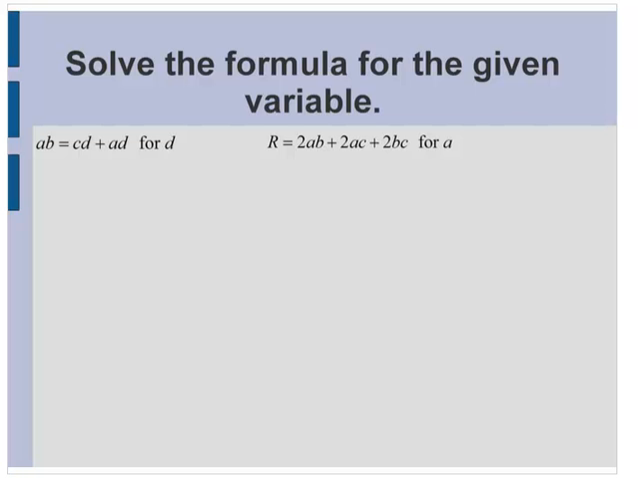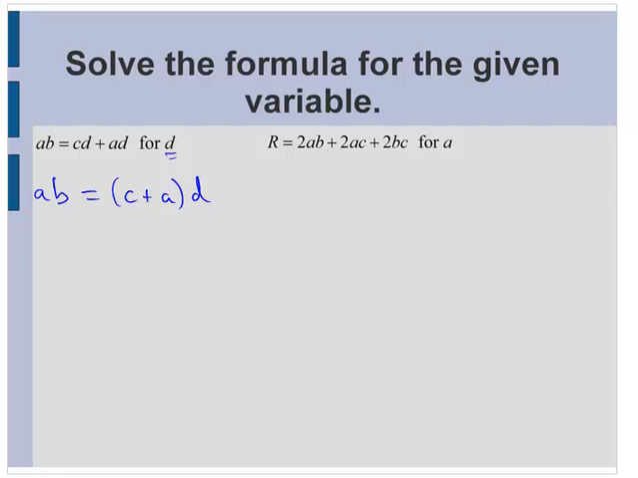Here we have some that are a little bit more complicated. Notice in this one, we're asked to solve for d, but there are two terms that contain d as a factor. So what I'm going to do here is apply the distributive property backwards. AB equals C plus A times D.